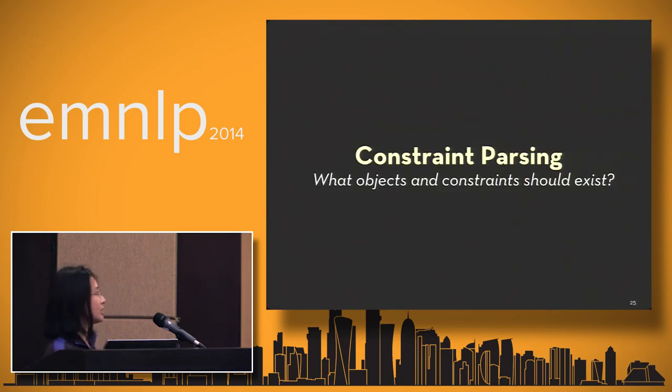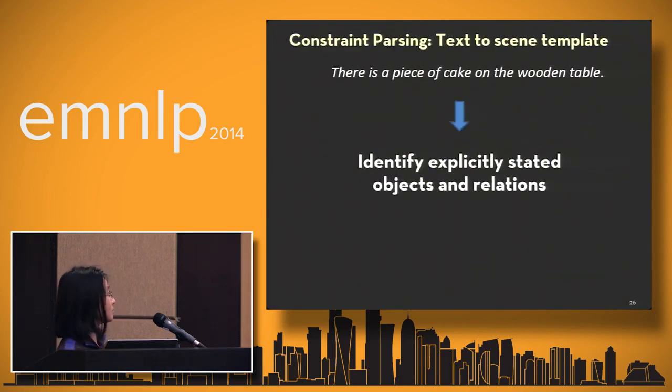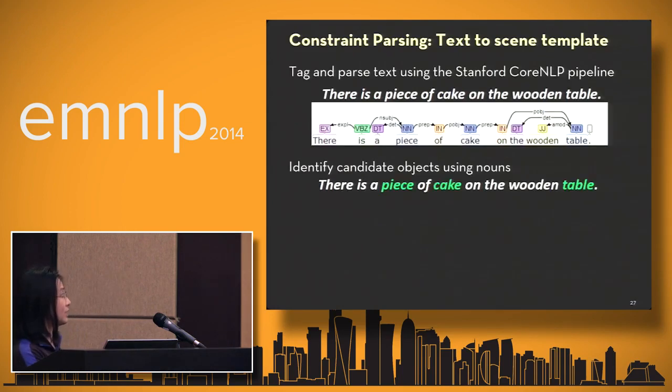So I start with constraint parsing, in which we want to identify the explicitly stated objects and relations. So we start with a piece of text.